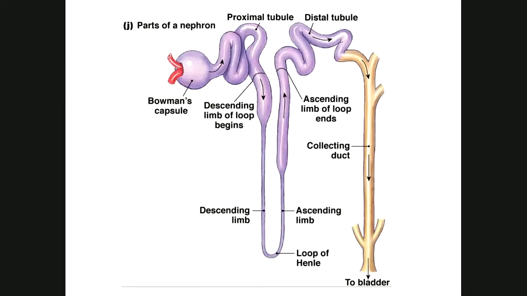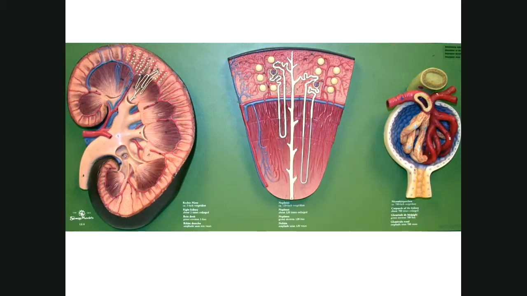Any questions about the tubular portion of the loop of Henle, or sorry, of the nephron? Can everybody label the different parts of the tubular portion? There, again, we can see that.